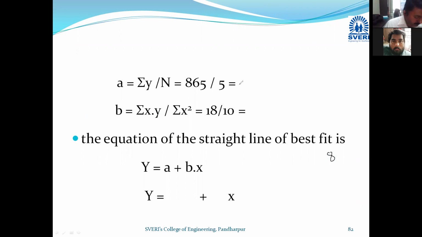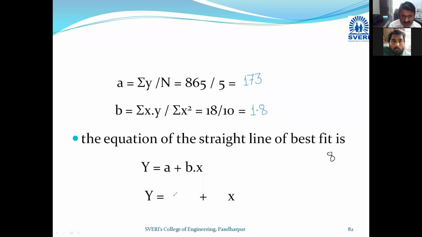865 divided by 5, and you can calculate the value of b. Summation xy divided by summation x square, 18 by 10. So you can easily say it is 1.8. No problem. What is the value of a? The value of b I will write down as it is: 18 divided by 10, it is 1.8. And 865 divided by 5, it is 173.